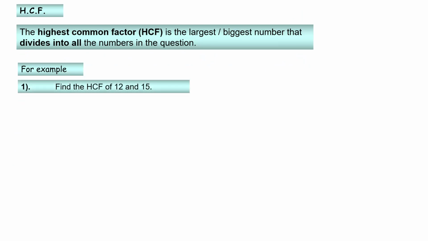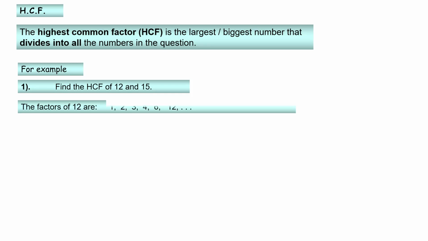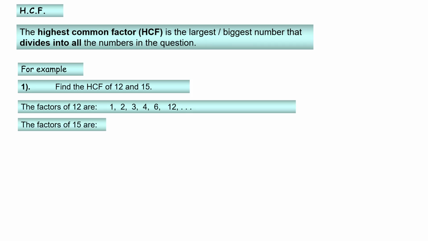Highest common factor of 12 and 15 this time. Now we found the factors of 12: 1, 2, 3, 4, 6, and 12. We need the factors of 15. Let's just do a quick factor spider over here so we can see. There he is, a happy factor spider.